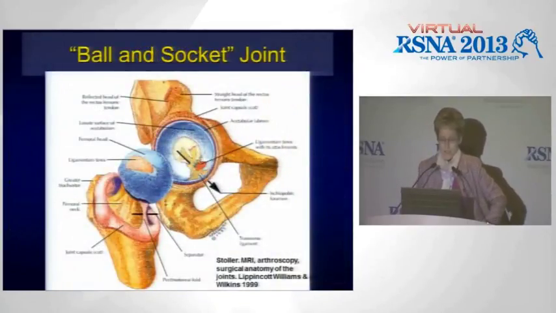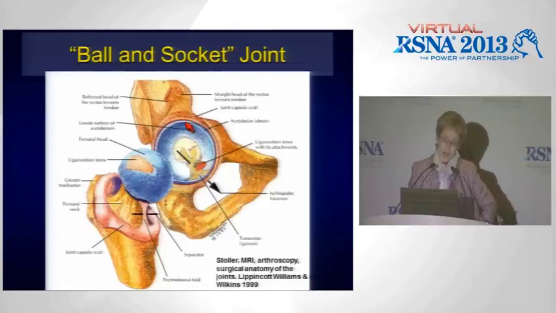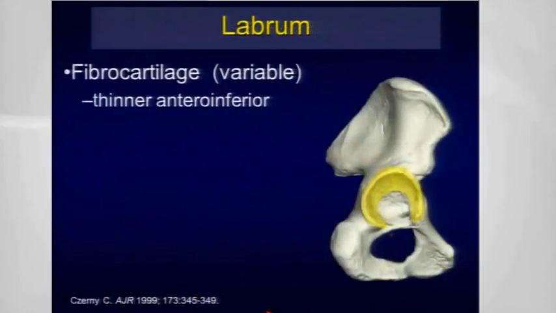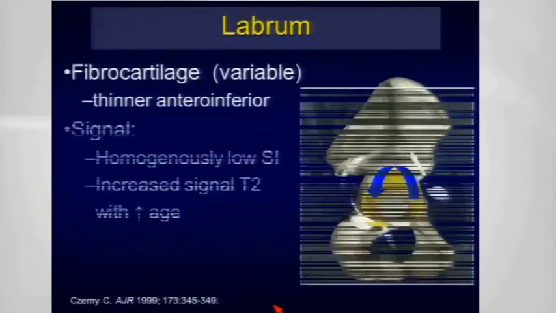We'll just remember that the hip is a ball and socket joint. The labrum extends out from the acetabular rim, and inferiorly we have the transverse ligament that attaches anterior to posterior, and later on we'll talk about the pitfalls that can occur here at the junction of the transverse ligament and the labrum. The labrum consists of fibrocartilage, and it's variable in shape. It's thinner anterior inferiorly and gets thicker superiorly, and the thickest portion is posterior superiorly.